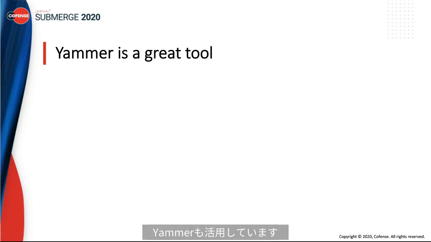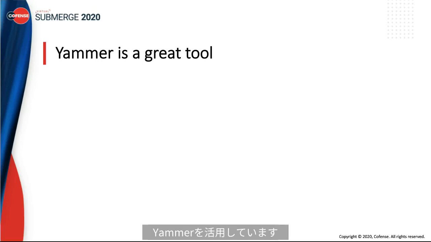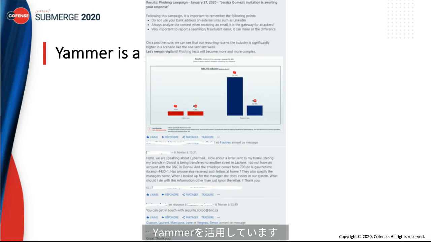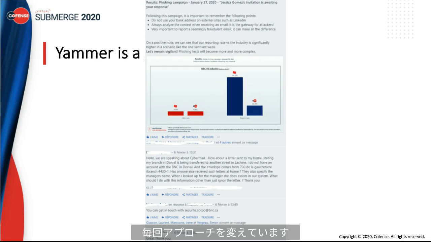Yammer is also a great tool. So we have a cybersecurity group with more than 3,000 people now. So we communicate at the bank with Yammer. It's a great tool. And as you can see, we spread the results thanks to Yammer. And we try to share the results in a different way every time. So we need to think every time how we can reach people in another way.